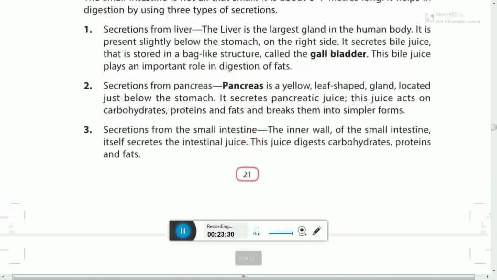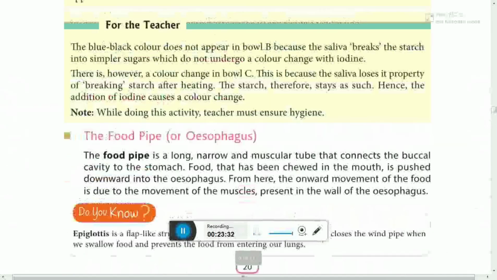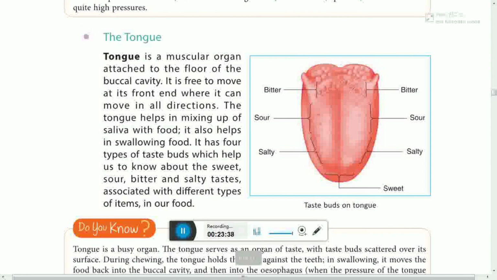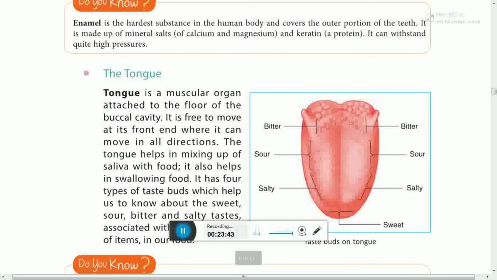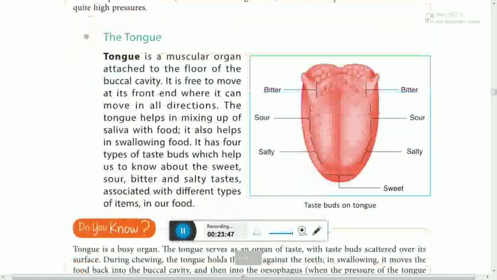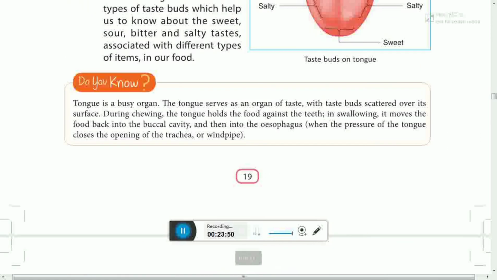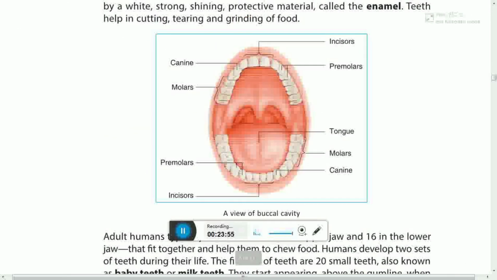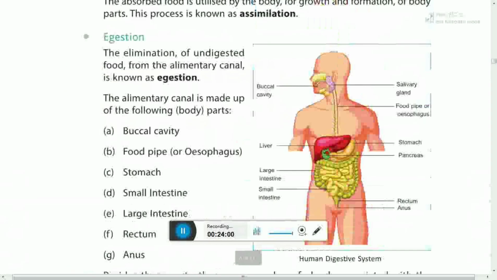So at first go through this chapter and you should draw some important diagram in your notebook, just like parts of our tongue, our mouth parts, just like this one, and human digestive system. Thank you.